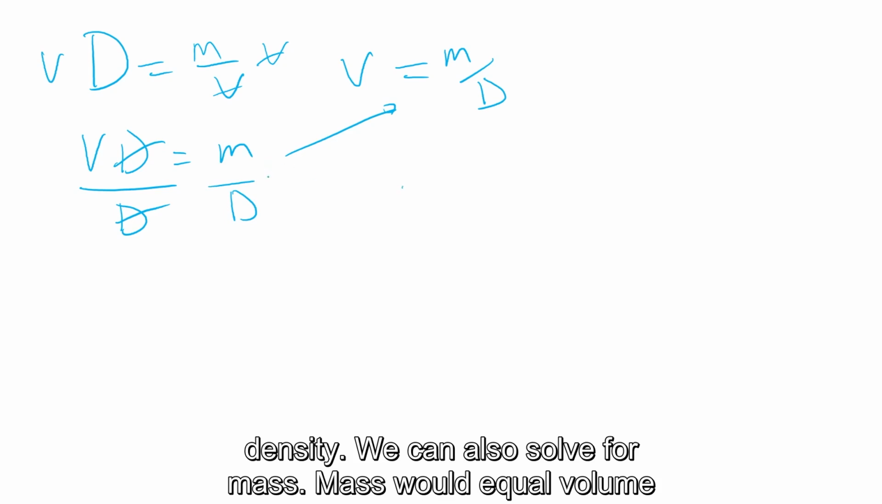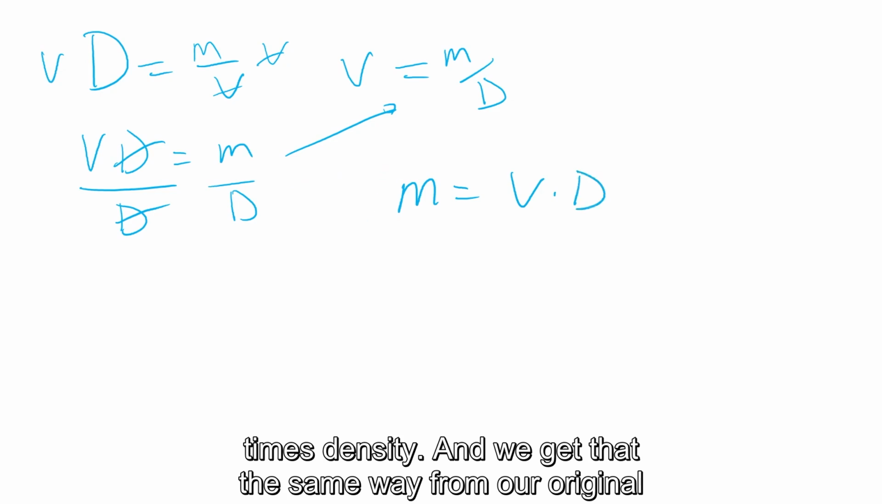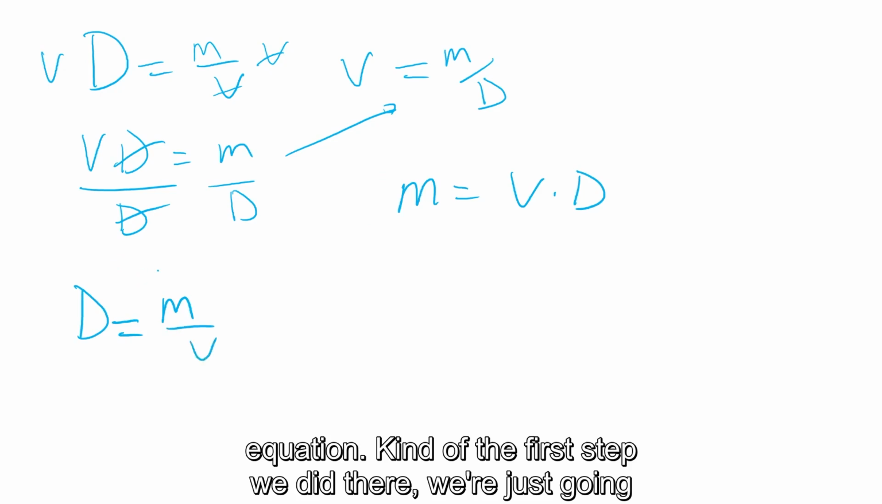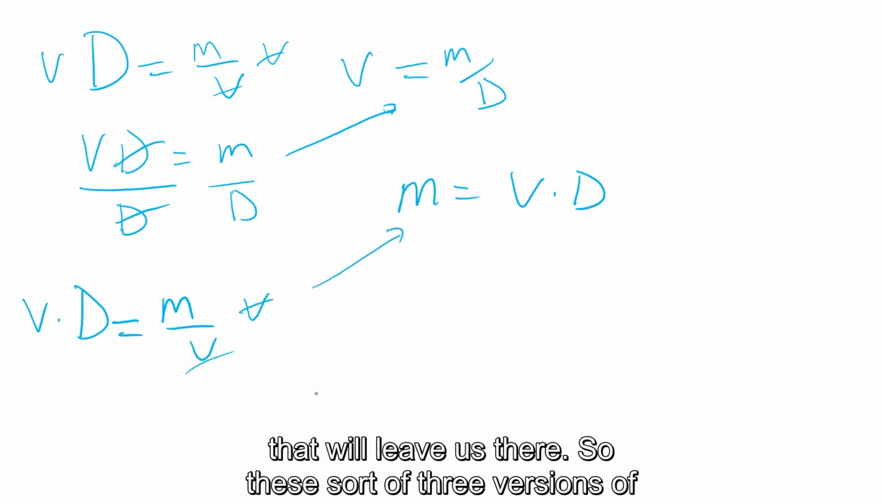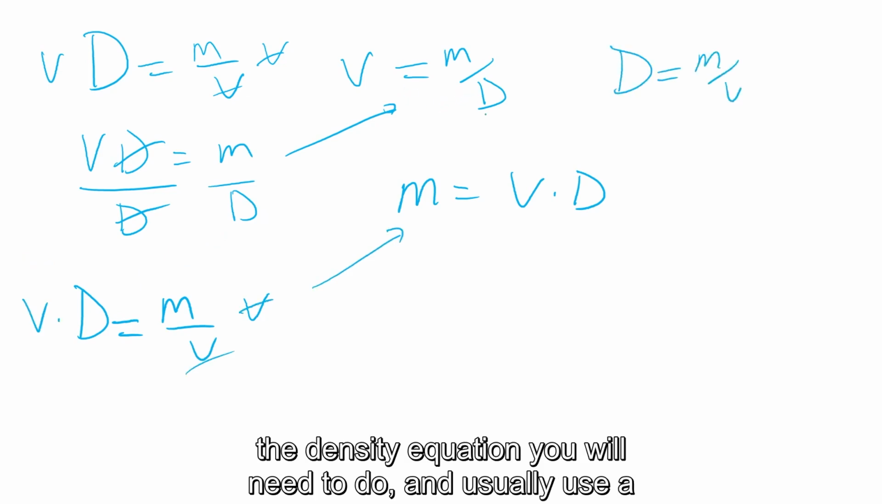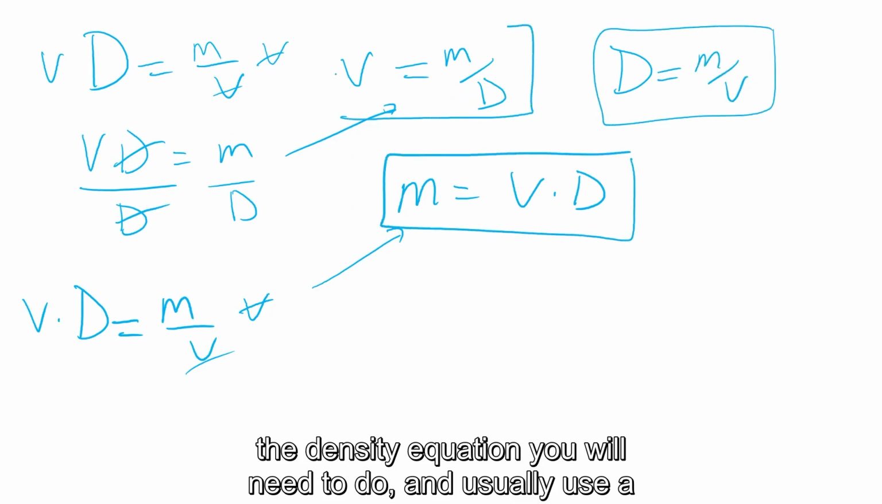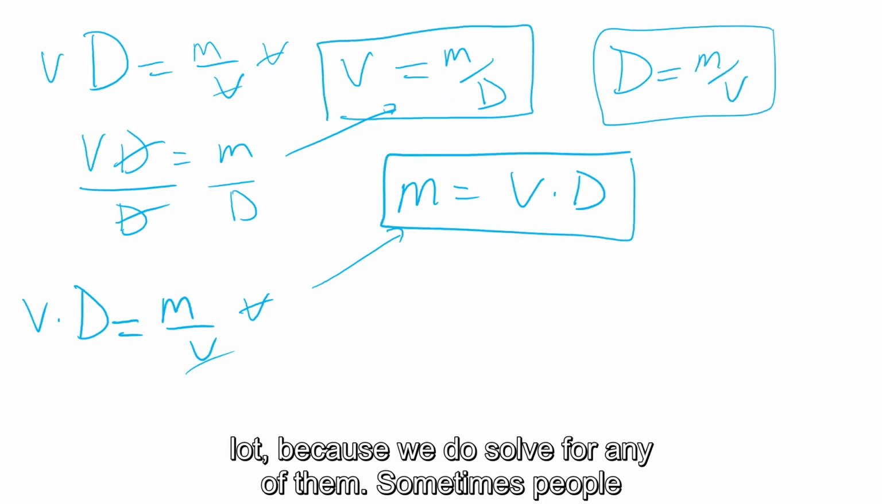We can also solve for mass. Mass would equal volume times density. And we get that the same way from our original equation. The first step we did there, we're just going to multiply the volume to each side. Those will cancel, and that will leave us there. So these three versions of the density equation you will need to use a lot because we do solve for any of them.